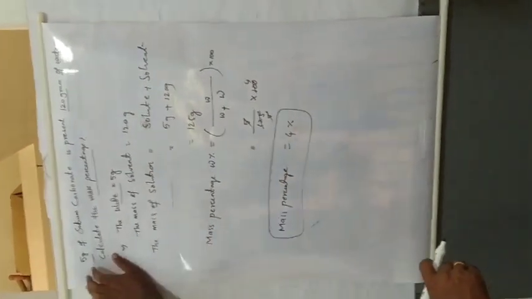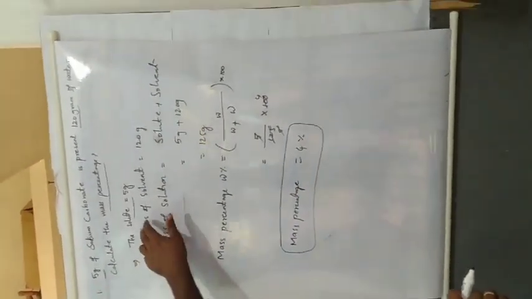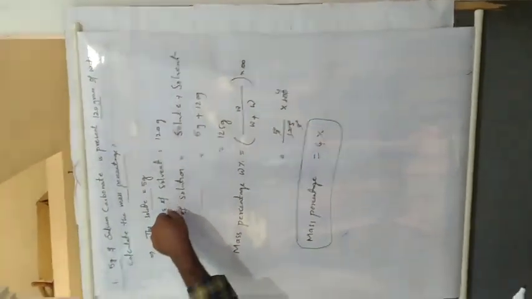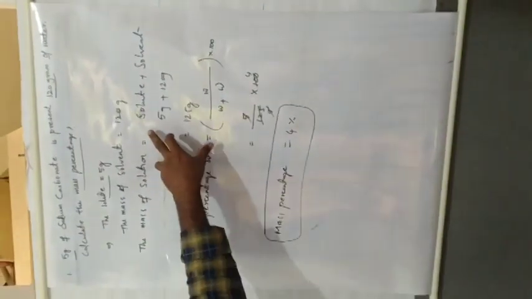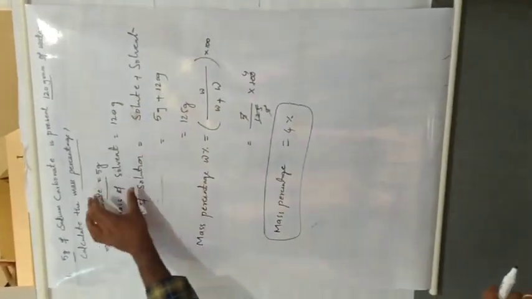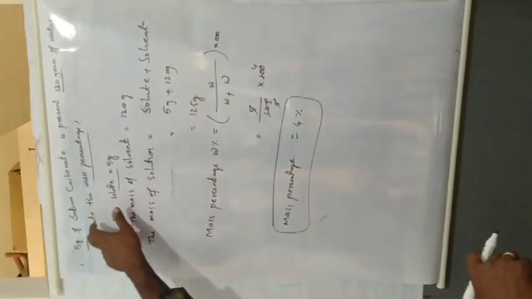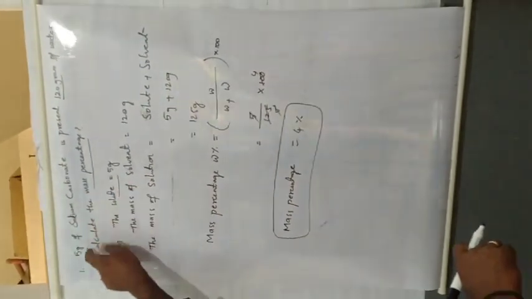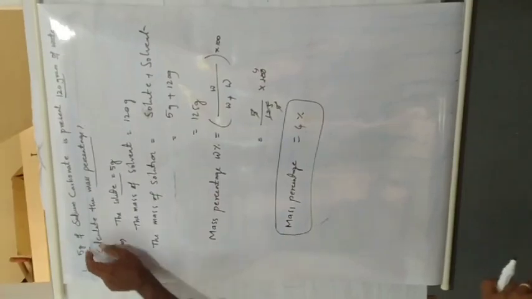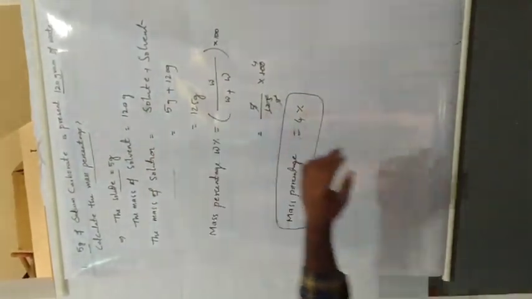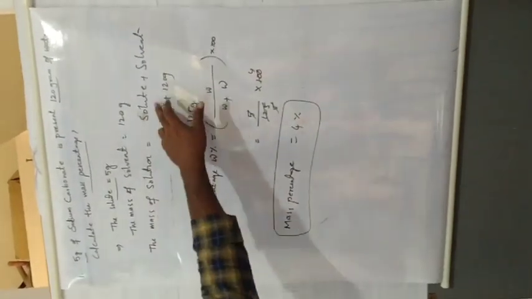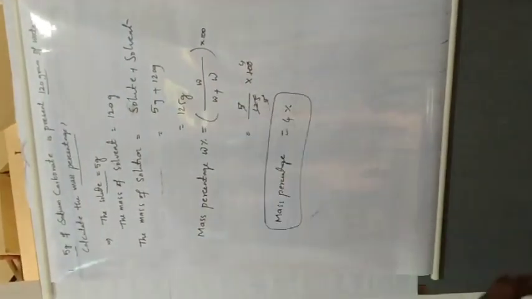First of all, we need to take the percentage of solute and find the solvent. Total mass of solution is solute plus solvent. They already gave in the problem 5 grams of sodium carbonate, that is the solute, and 120 grams of water, that is the solvent. Solution equals solute plus solvent, total 125 grams.